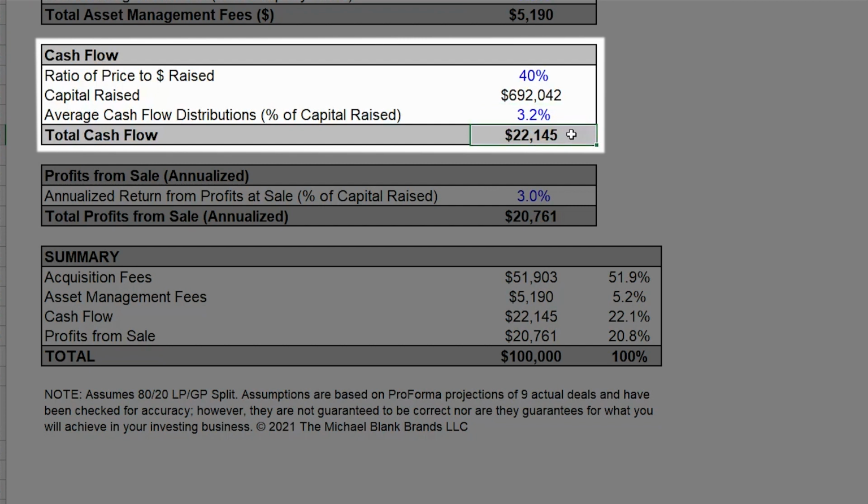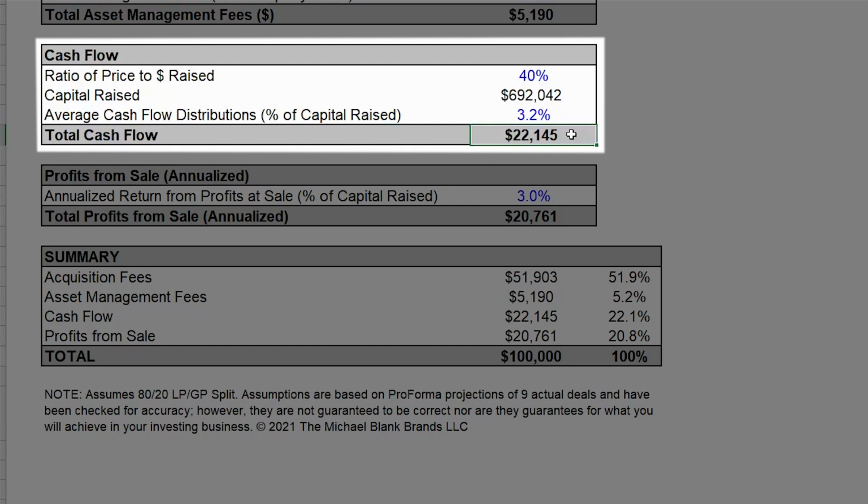Cash flow, again, we're assuming that the ratio of capital raised to the value is 40%. So in other words, if you're buying $1.7 million, you're going to raise about $700,000, and that typically includes closing costs, acquisition fees, renovations, or that kind of stuff. So typically 40% is a median that we have seen. Now, of capital raised, the cash flow is about 3.2% of capital raised. An average per year, that's $22,000 on average per year over the 5-year hold.